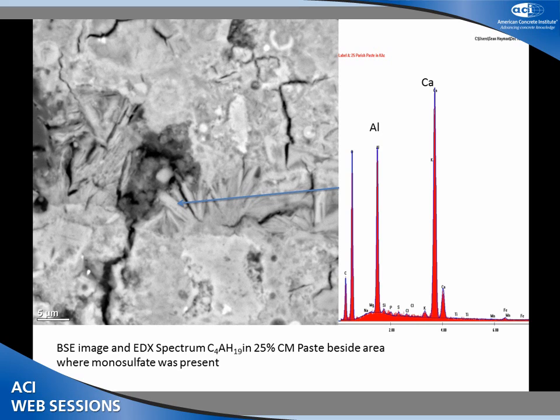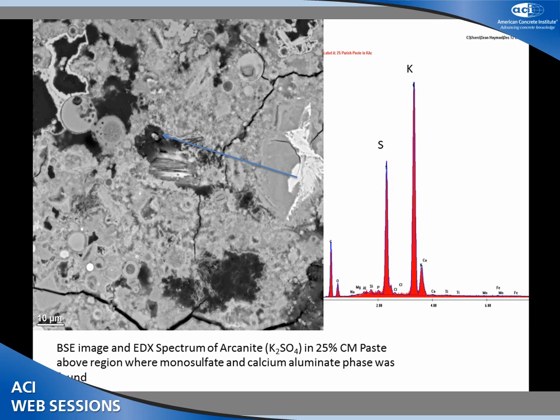So, we see this stuff. Is this what's actually causing the expansion occurring? We think it is, but we're not 100% sure yet. But this is what we think is the cause of what's going on. And we also have this potassium sulfate and the arcanite forming also in these samples.